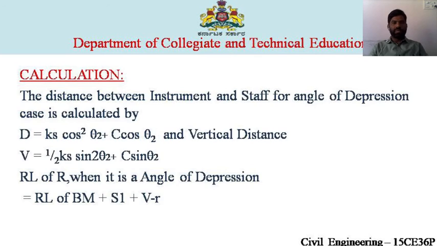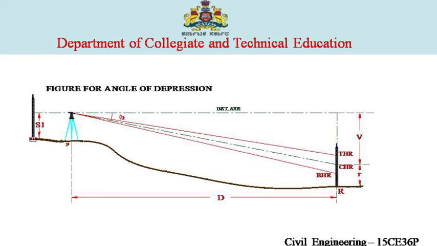Similarly, for the angle of depression, the distance D is calculated by k s cos squared theta 2 + c cos theta 2, and the vertical distance V is equal to k s sin 2 theta 2 divided by 2 + c sin theta 2. Similarly, the RL of R is calculated by RL of benchmark + S1 - V - R.